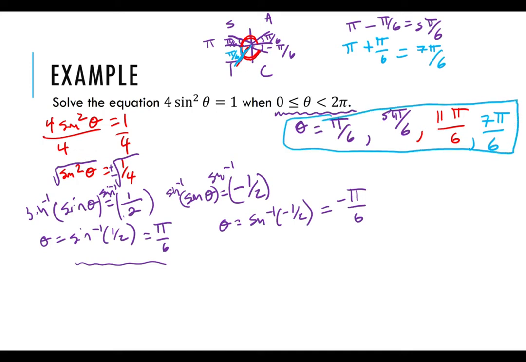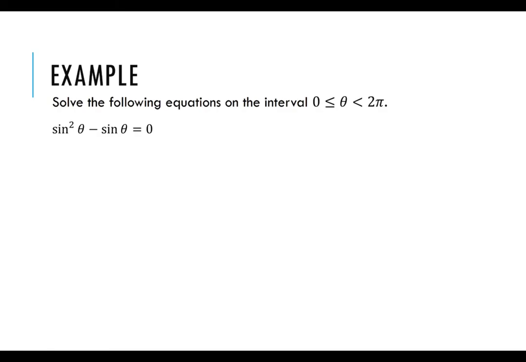Now, it's of course true that we could deal with this generalized solution, but we weren't asked to, so I'm just going to restrict my solutions to be the solutions between 0 and 2 pi. Continuing, let's solve the following equations on the interval between 0 and 2 pi.